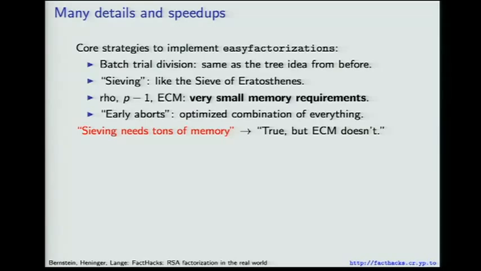I do want to emphasize one fact about these methods, the boldface, very small memory requirements. You can use the elliptic curve method that you heard about before to figure out easy factorizations using very little memory, which means you can build a chip like an FPGA or special purpose ASIC. You can have thousands of little ECM units running in parallel. So you can really massively parallelize this easy factorizations function. So if people tell you, oh, you need tons of memory for sieving to find easy factorizations, then you should tell them, no, that's not true. ECM you can do with very little memory and run it massively parallelizable.